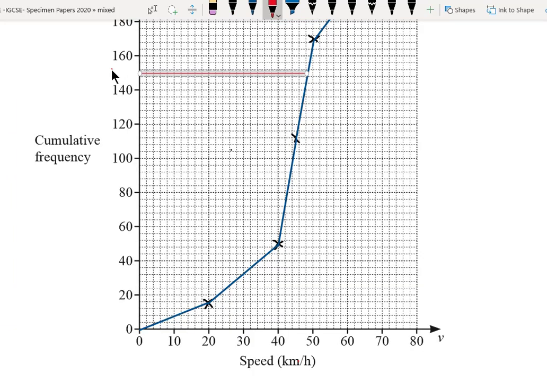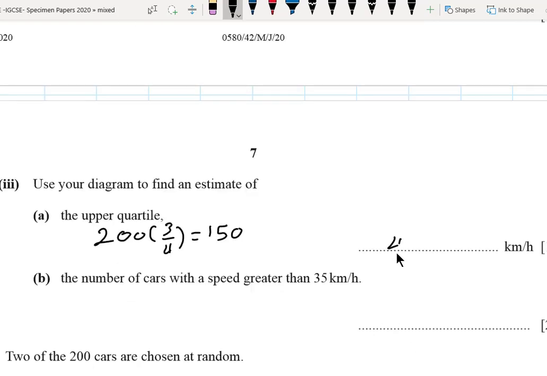Okay, so we draw a horizontal line from 150 here till it touches the curve, and then go down vertically and read the corresponding horizontal speed. It will be 48 because it's less than 50 by just one square, and each horizontal square represents 2. So the answer will be 48 kilometers per hour.